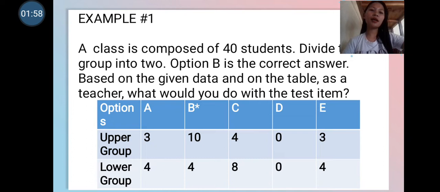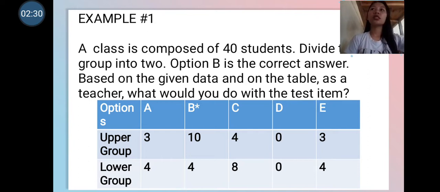3 plus 10 plus 4 plus 3 is equivalent to 20. And in the lower group, 4 plus 4 plus 8 also equivalent to 20. Okay, so 20 plus 20 is equal to 40. And bakit 40? Because we have 40 students. So 40 students yung pinag-uusapan. Diba? As you can see in the example.